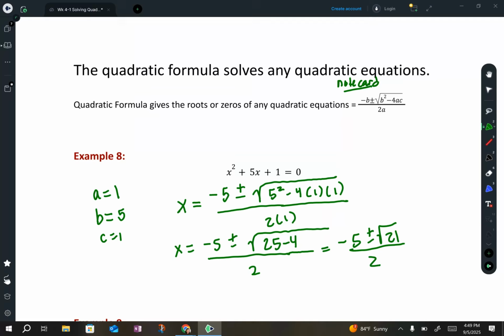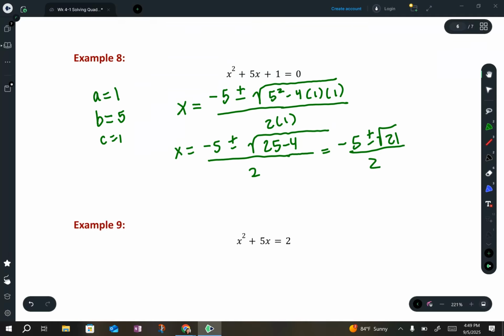The square root of 21 isn't a perfect square. It's between 16 and 25, which are our two perfect squares. Its factors are 3 and 7. Neither of those are perfect squares. There's really not much you can do to make this a more simplified solution. So I would leave it there. Let's go ahead and try another one.